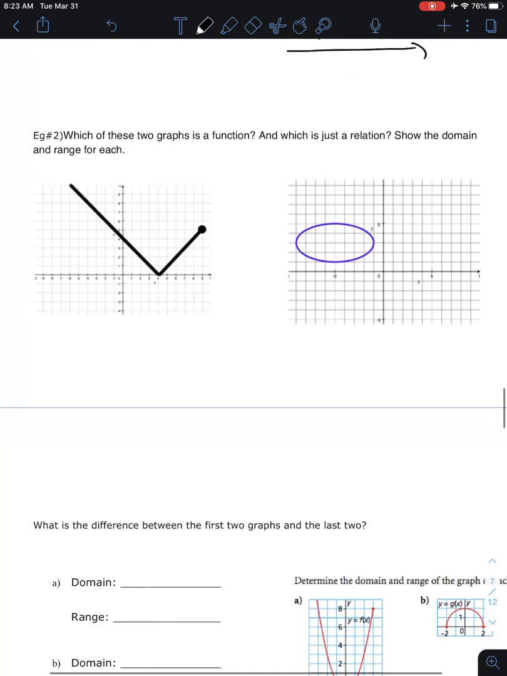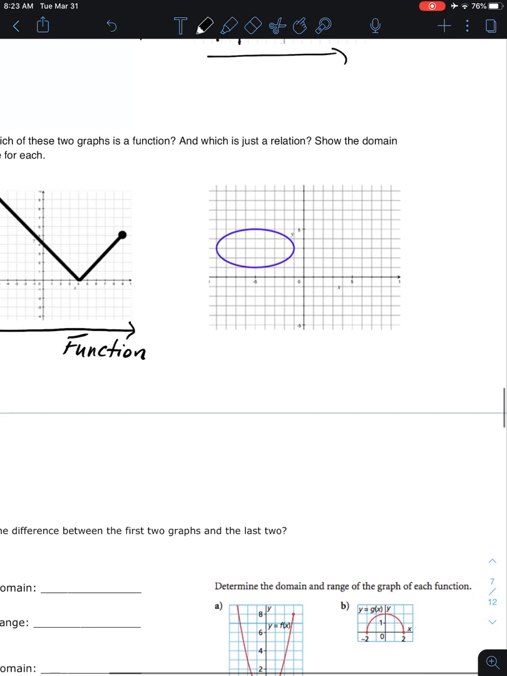And now if I do the same test down here, pass that vertical line across this graph, what happened? Well, hopefully you saw that this is a function as well. But here, if I pass that vertical line across this graph, you can see in a number of places it touches it twice. For example, there, and there, and there, and in a number of spots. So I'm just going to get rid of all that.